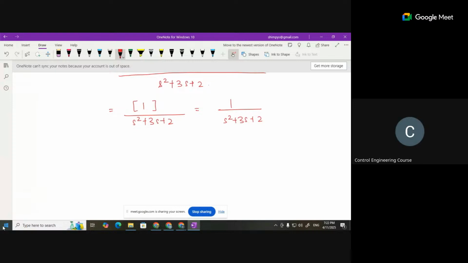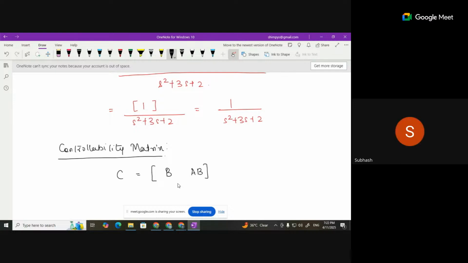What is the controllability matrix? B, AB. A minus BK, that is correct. Oh, AB, right? Yeah, okay. Fine.